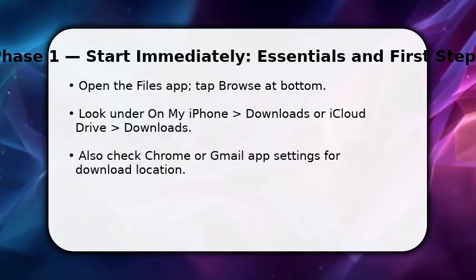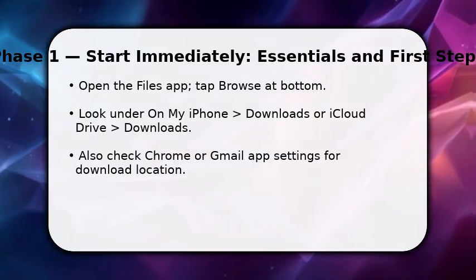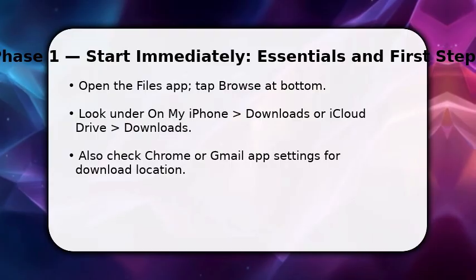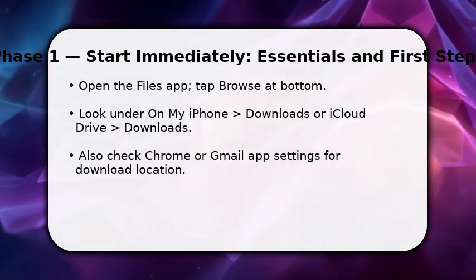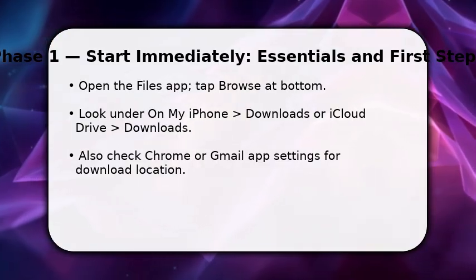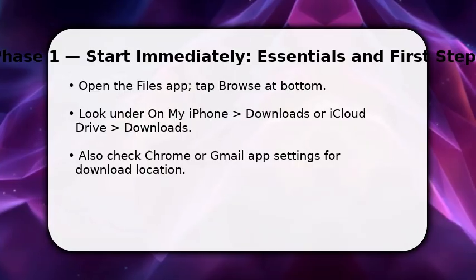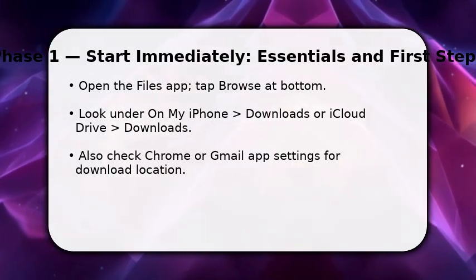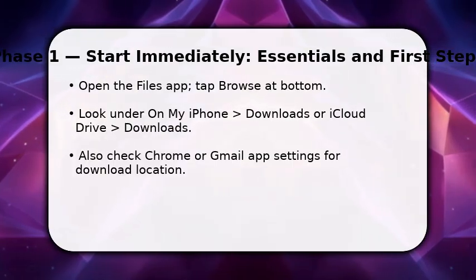You begin by opening the Files app and tapping Browse. This is where iOS centralizes downloads. Once done, scan On My iPhone and iCloud Drive for the Downloads folder. Make sure you also open the Google app that saved the file, Chrome or Gmail, because some downloads live in the app until you export them. This step ensures you find the file source and confirms whether iOS moved the file into Files.